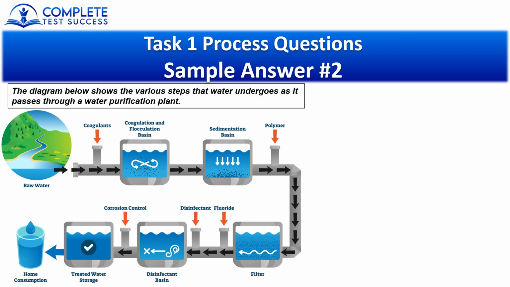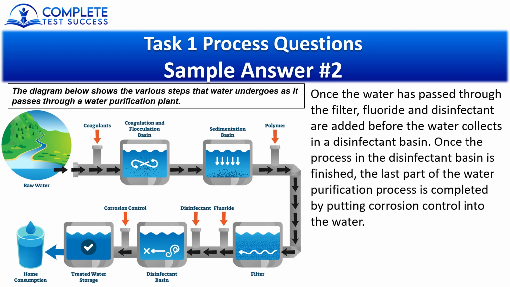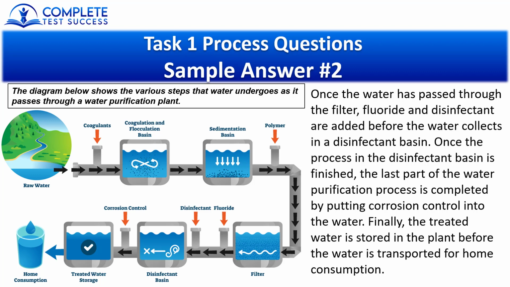And then the second details paragraph. Once the water is passed through the filter, fluoride and disinfectant are added before the water collects in a disinfectant basin. Once the process in the disinfectant basin is finished, the last part of the water purification process is completed by putting corrosion control into the water. Finally, the treated water is stored in the plant before the water is transported for home consumption.